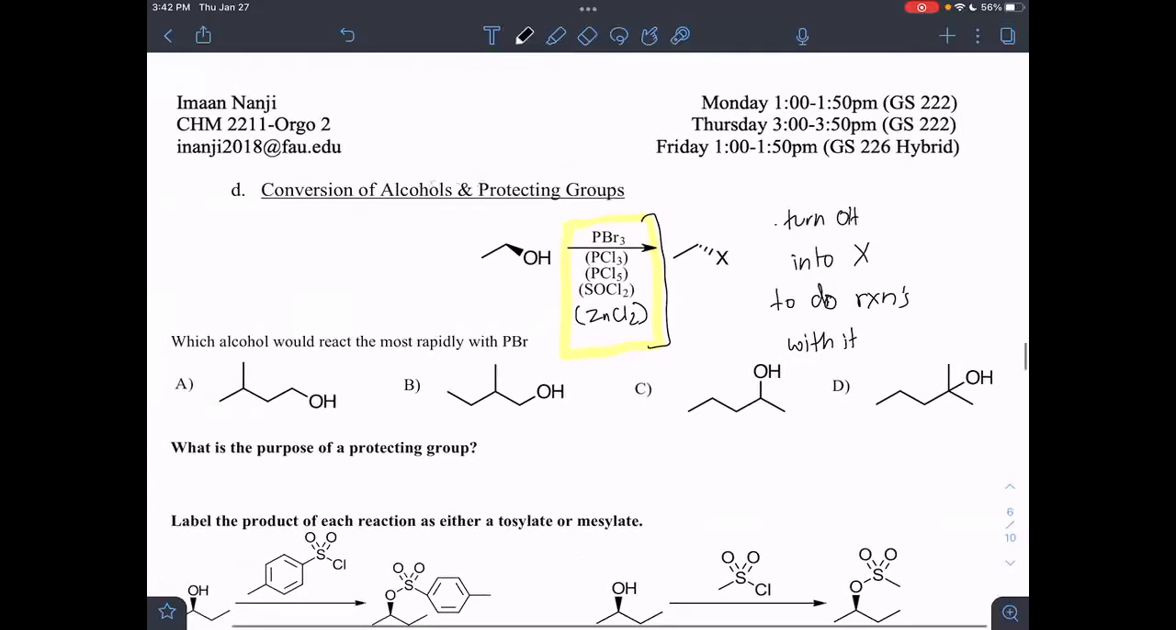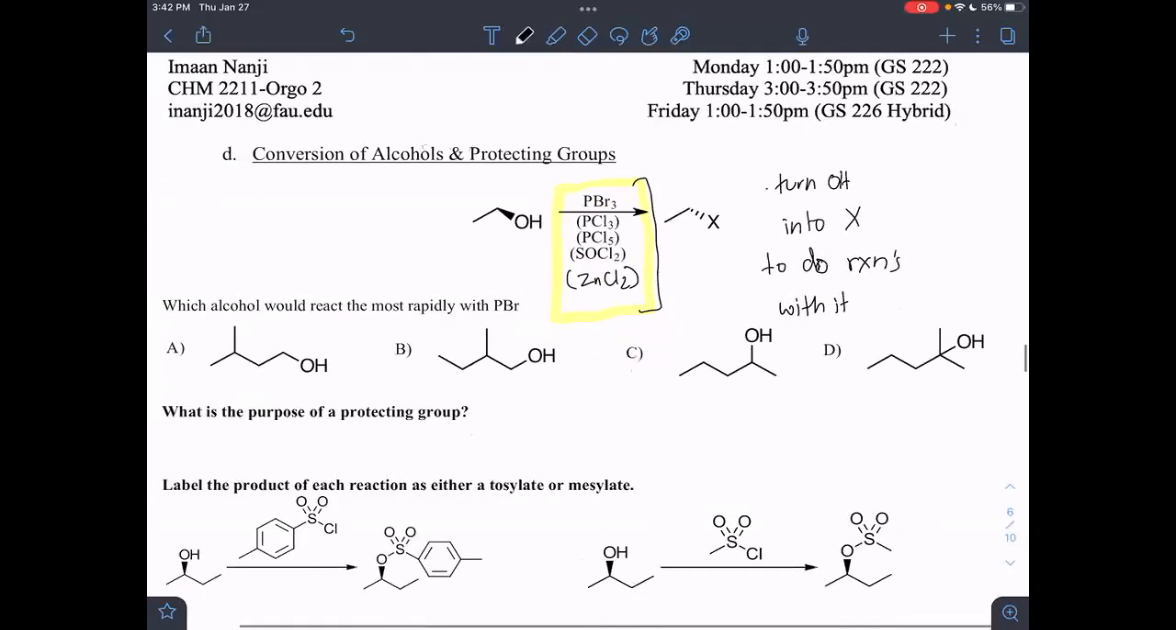So knowing that this is done through an SN2 mechanism, what do you think the answer is to this question? Which alcohol would react most rapidly with PBr3? So PBr3 is in these mentioned reagents. And what mechanism do these react by? Yeah, SN2. So what are we looking for when we have a rapid reaction with SN2? What would react the most rapidly? Yeah, because it's the least sterically hindered. It's going to be the primary alcohol.